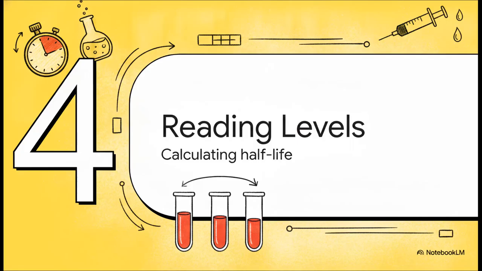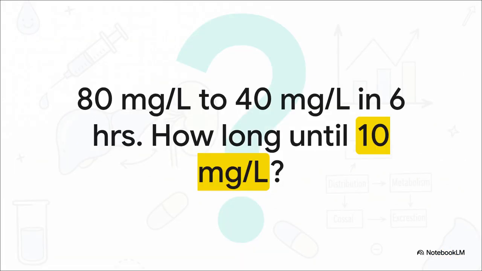Let's jump to Section 4, reading levels. Let's see how this plays out with some timed blood draws. Imagine we're looking at a patient scenario. A drug concentration drops from 48 milligrams per liter down to 24 milligrams per liter over a 5-hour period. First question, what's the half-life? And the follow-up, how long is it going to take for that level to hit 6 milligrams per liter? Try to spot the pattern before we even crunch the numbers.